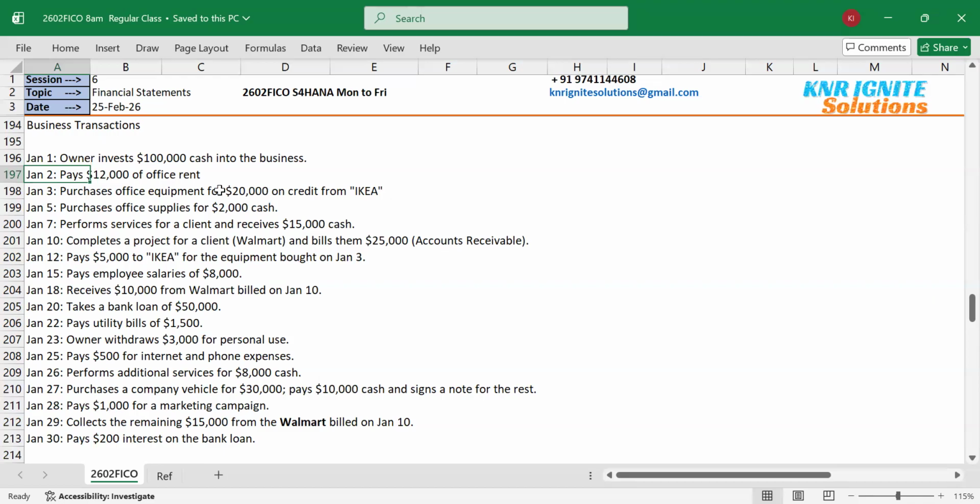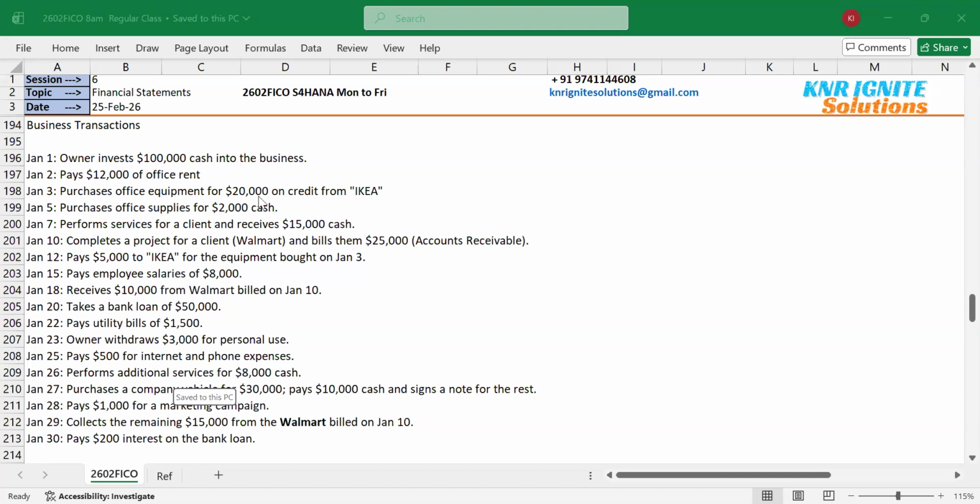He's not paying cash directly today, but he will pay after some time. Maybe he got some time from the vendor to pay it. The vendor allowed him to pay after 20 days, 30 days, or 1 month, something like that. Let's see that during the rest of the transactions, you will understand when we are making a payment to them.